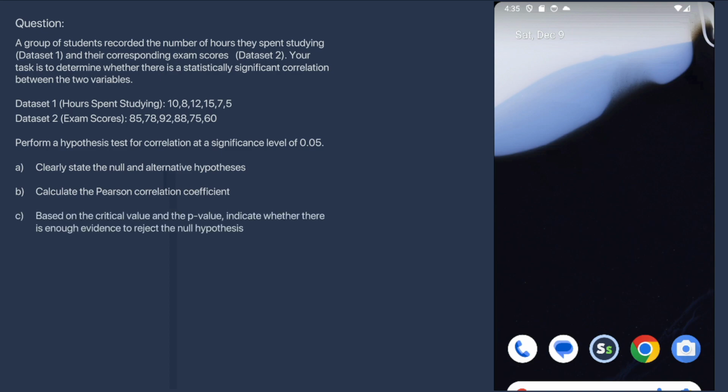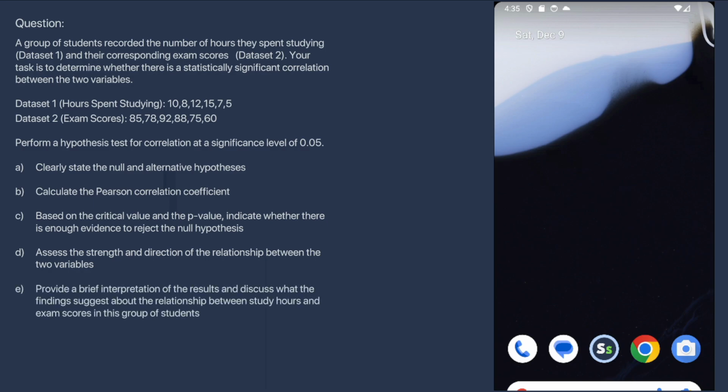Next, based on the critical value and the p-value, indicate whether there is enough evidence to reject the null hypothesis. Next, assess the strength and direction of the relationship between the two variables. And lastly, provide a brief interpretation of the results and discuss what the findings suggest about the relationship between study hours and exam scores in this group of students.